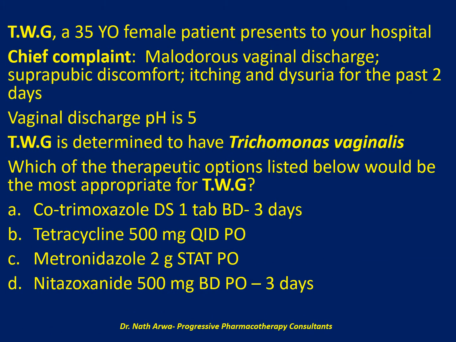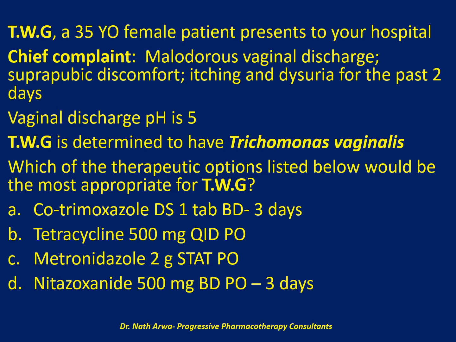And it reads, Mrs. TWG, a 35-year-old female, presents to your hospital with a chief complaint of malodorous vaginal discharge. She has suprapubic discomfort and she has itching and dysuria, which has been going on for the past 2 days. The pH of her vaginal discharge is 5. It's slightly acidic. And Mrs. TWG is determined to have Trichomonas vaginalis. So my question to you is, which of the therapeutic options listed below would be the most appropriate for Mrs. TWG now?